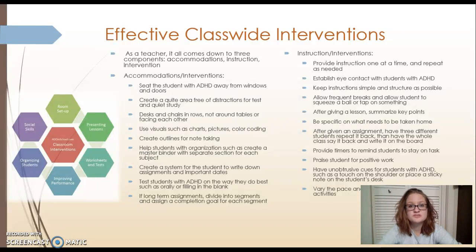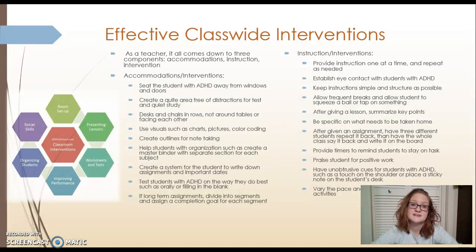For providing instruction to a kid with ADHD, provide instructions one at a time and repeat them as necessary. The teacher needs to establish eye contact with the student. Keep your instructions as simple and structured as possible. Allow your student with ADHD to have frequent breaks and allow the student to squeeze a ball or tap something to keep their hands busy.